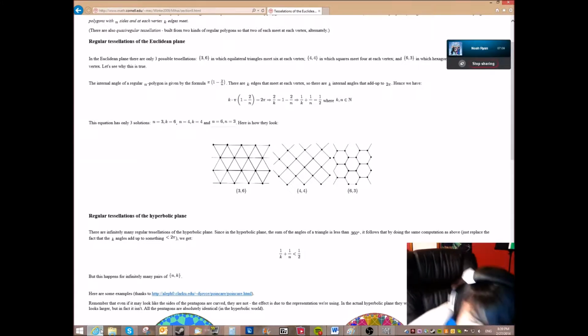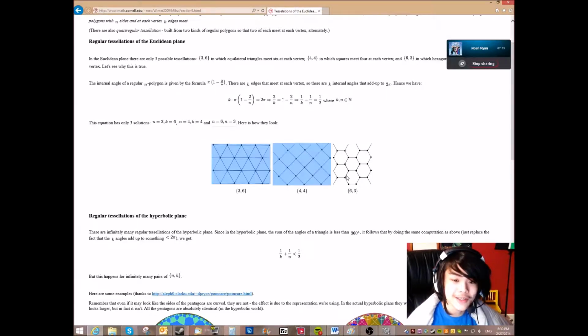Today we're going to explain what MC Escher's tessellations mean in geometry. So we've got three basic equations right here, all having to do with the variables n, k, and pi, and I'm going to let Noah explain what those mean.